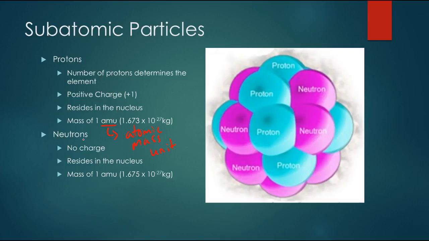If we take a look at our neutrons, we know they are also in the nucleus. They also have no charge. And just like our protons, they have a mass of 1 AMU as well. So that's one atomic mass unit. There's a very, very slight difference in mass if you look at the kilograms weight, but it's not significant. And for us, we're just going to know that they both have the exact same mass.